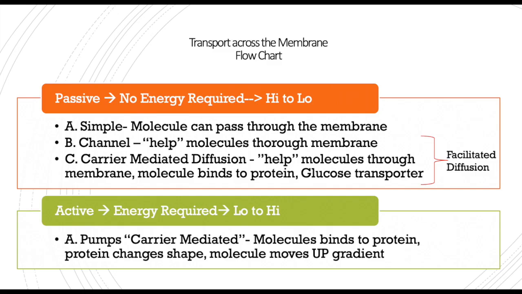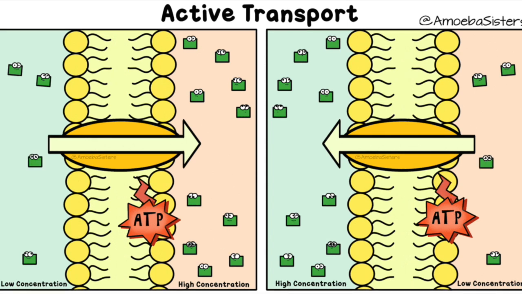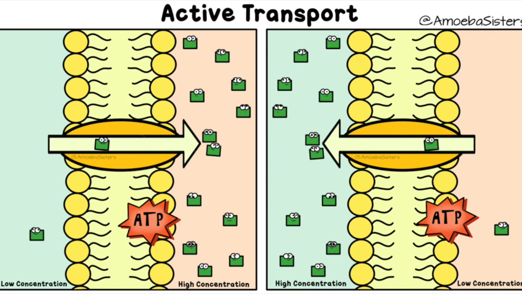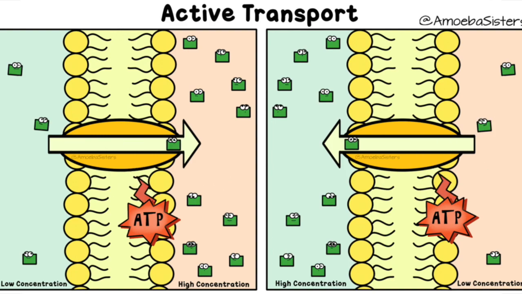Lastly, we have active transport, which uses pumps. Active transport also requires energy and moves molecules from a low to high concentration, which is the opposite from passive transport, which requires no energy and moves molecules from a high to low concentration. Now, this type of carrier-mediated diffusion uses pumps and has molecules bind to a protein, change shape, and move molecules up the gradient. You can see this represented in this image well. Active transport needs energy, or that ATP, to get molecules from a low to high concentration.